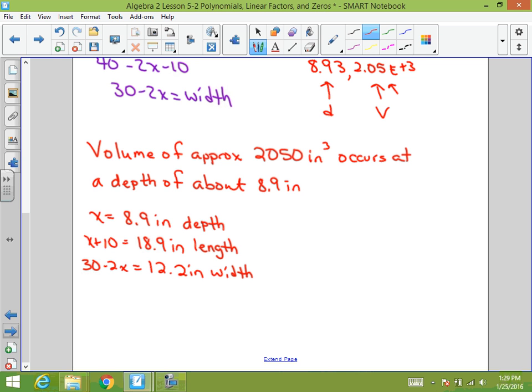So I found the dimensions of my suitcase and the largest volume that will fit under the restrictions that the airlines gave me. These are just some of the things that we can do with polynomial functions, especially looking at their zeros.